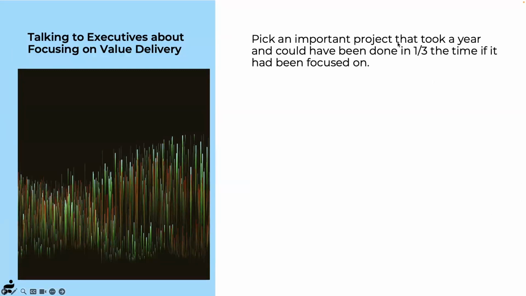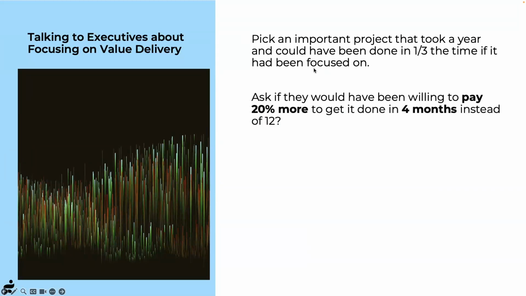Okay. So what I've done is you go in and you talk. You find the project that happened that took about a year, say, and it could have been done in a third of the time if you weren't interrupting it all the time. And you ask if they would have been willing to pay 20% more to get it done in 4 months instead of 12. They'll almost certainly say yes. It is an important project. But would it really take more time? Remember, it's all these delays that are causing extra work.